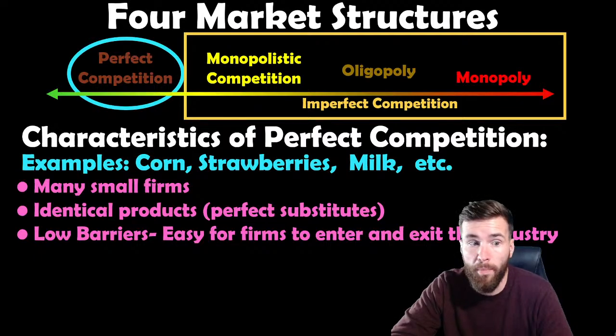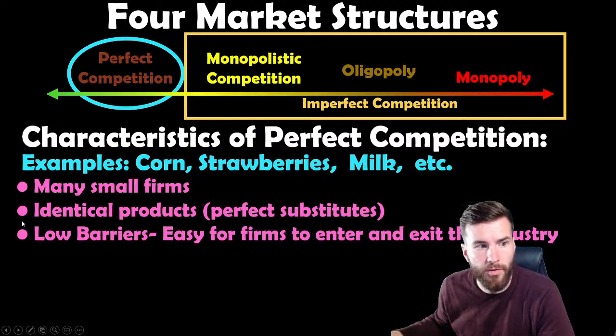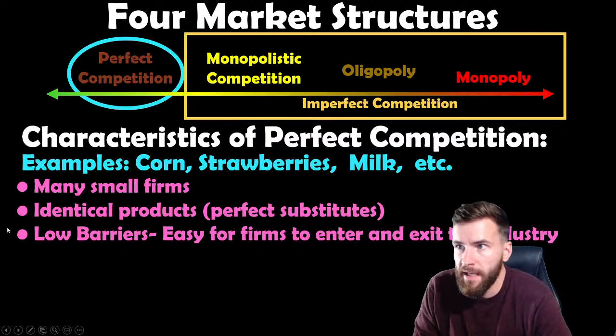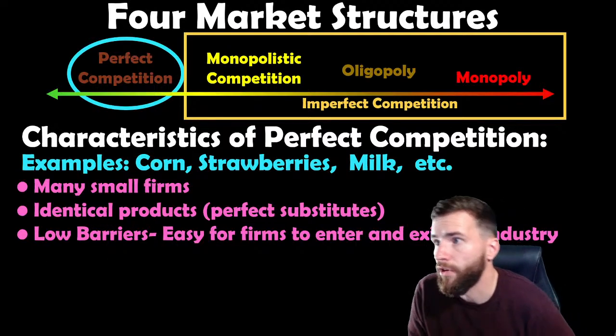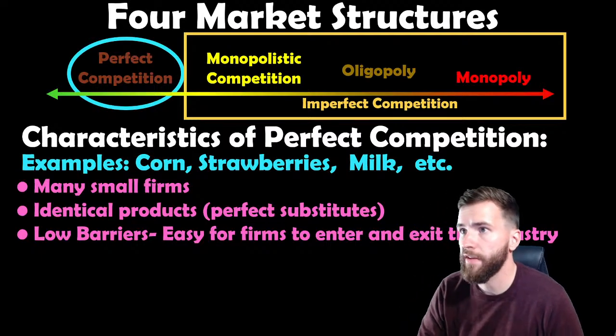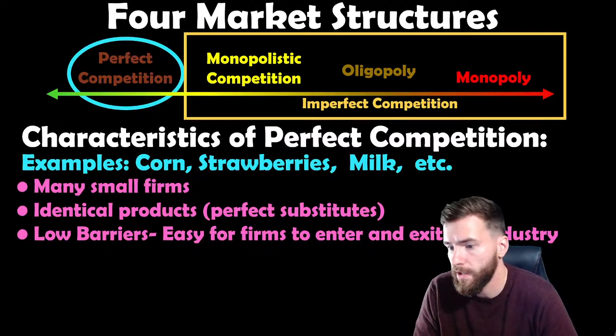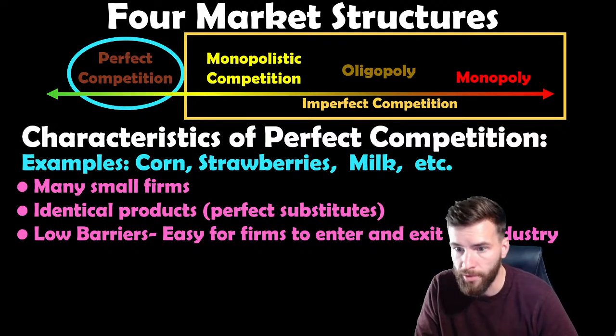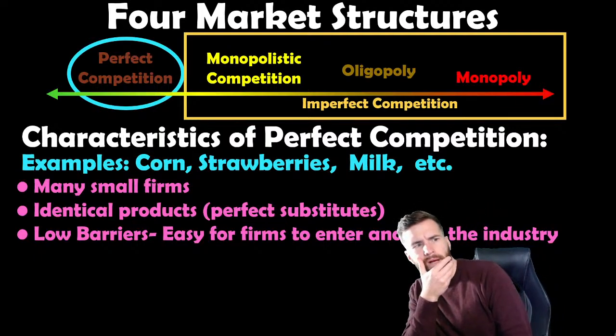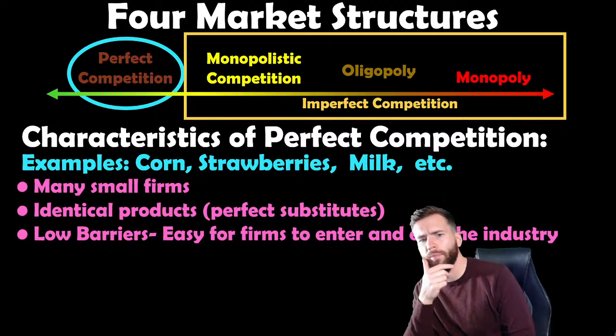There are very, very low barriers to entry, and this one's going to be really important when we start looking at long-run economic profit. What low barriers to entry means is this: if you're making profit being a strawberry farmer, there's nothing protecting your profits. In other words, if you're making money as a strawberry farmer and your neighbor grows potatoes, your neighbor's like, wow, my neighbor growing strawberries is making profit, and I'm not making any profit growing potatoes.